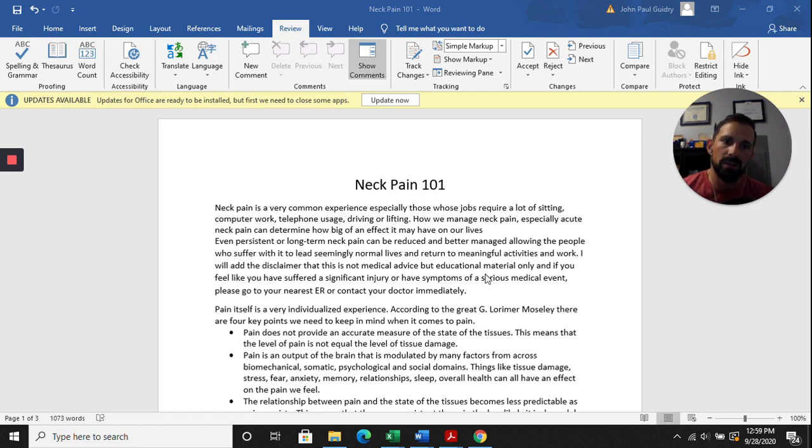I will add the disclaimer onto this that as we get into this, this is not medical advice but educational material only. If you feel like you've suffered a significant injury, or have symptoms of a serious medical event, contact your doctor immediately. Go to your ER before doing any type of exercise.